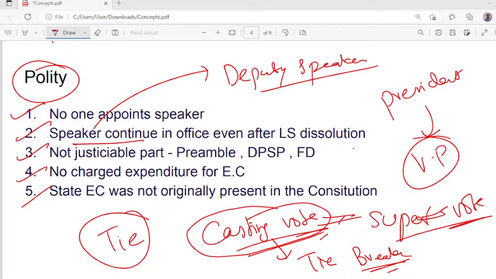That means even if it is mentioned, you cannot go to the court and get it. So the not justiciable parts are the preamble and the directive principles of state policy. DPSP means directive principles of state policy.